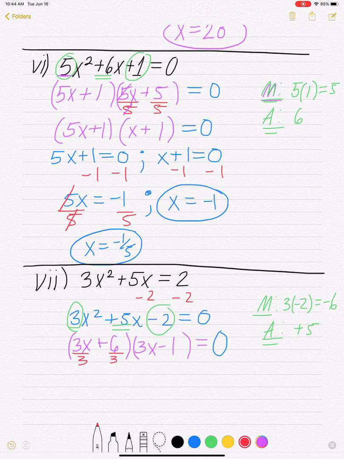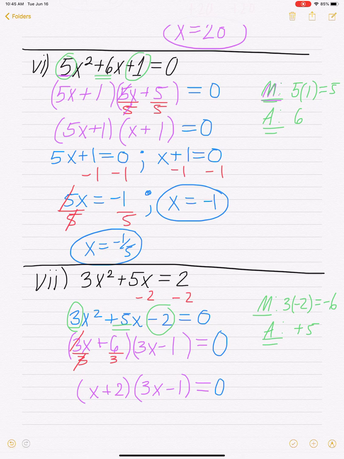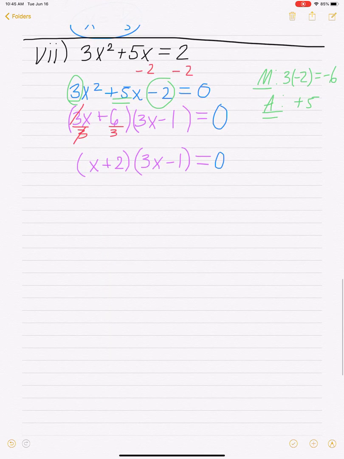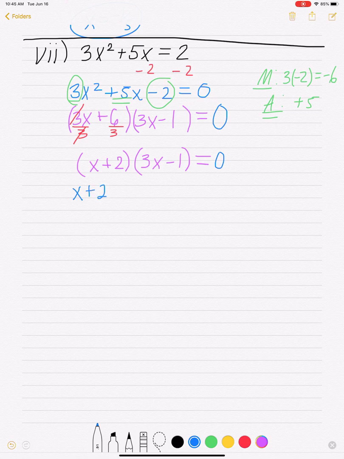So when we divide that out, the 3's cancel. And we're going to have x plus 6 over 3, which is 2. So we got x plus 2 as our first factor. Our second factor, there's nothing to divide out between 3x and 1. So we're just going to keep it as 3x minus 1. So you got x plus 2 times 3x minus 1 equals 0. Set your factors equal to 0. So the first one, x plus 2 gets set equal to 0. The second one, 3x minus 1 gets set equal to 0.